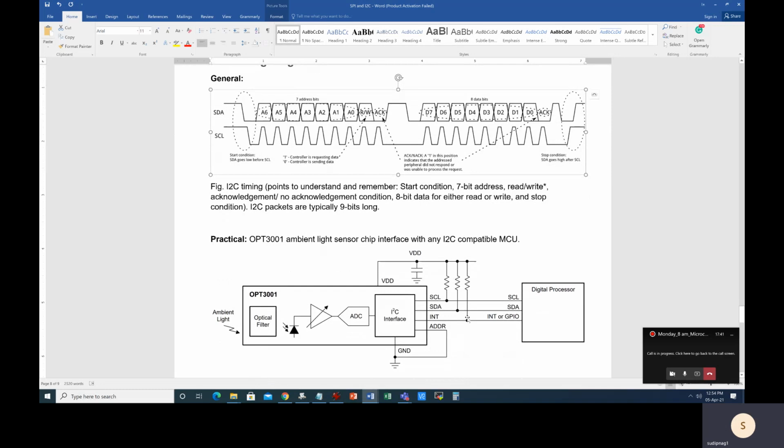Let's look at a practical example of an I2C interface. An I2C interfacing chip such as the OPT3001 is an ambient light sensor chip which is available from Texas Instruments. This device uses this particular circuit diagram. It has a VDD line, SCL and SDA lines, then an interrupt line, which is optional and not necessary.